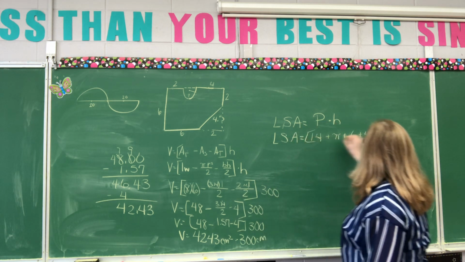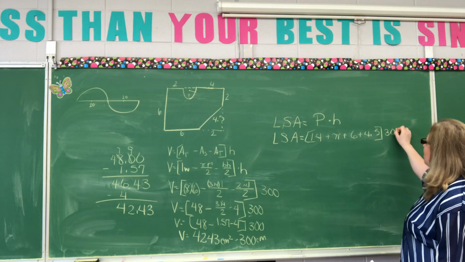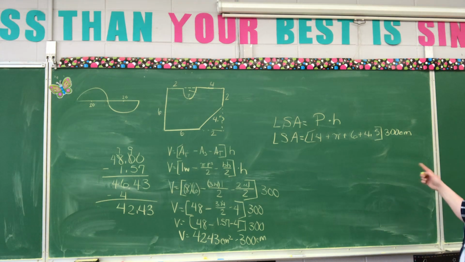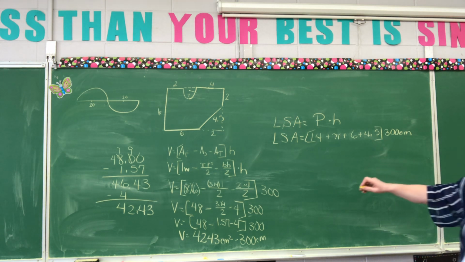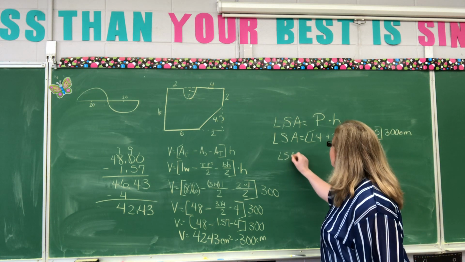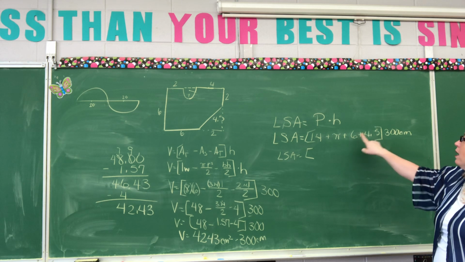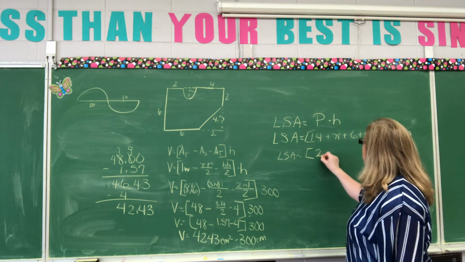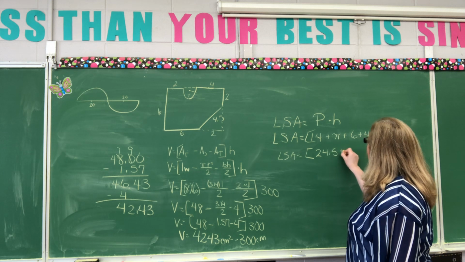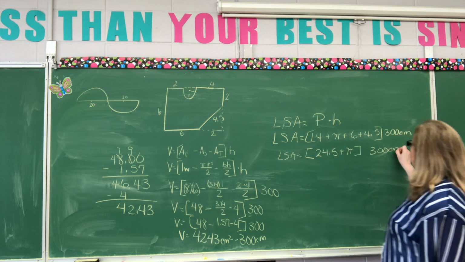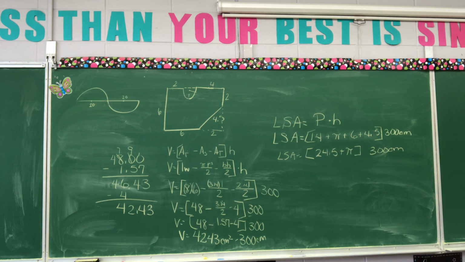Once I add all of that, I'm going to multiply it again by my height, which is 300 centimeters. So let's solve this. If we can, we're going to say our lateral surface area equals, we're going to add 14 plus 6 gives me 20, plus 4.5 gives me 24.5 plus the pi times 300 centimeters. That's for our lateral surface area, okay?